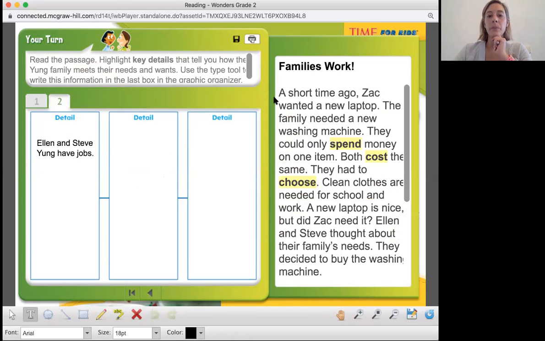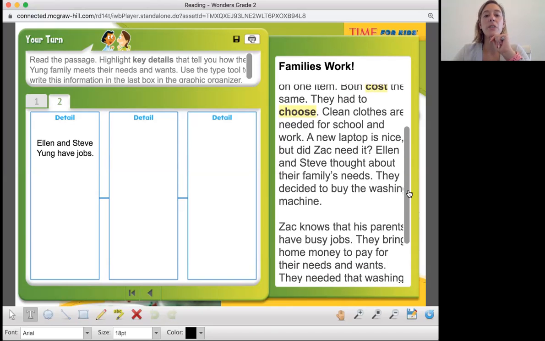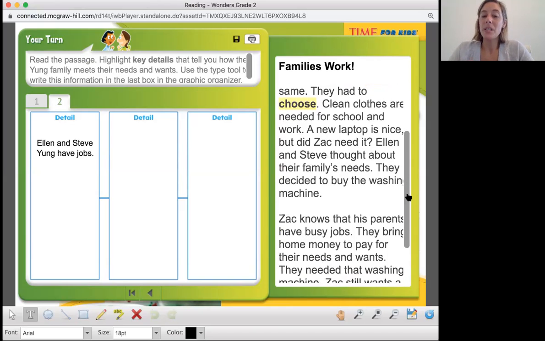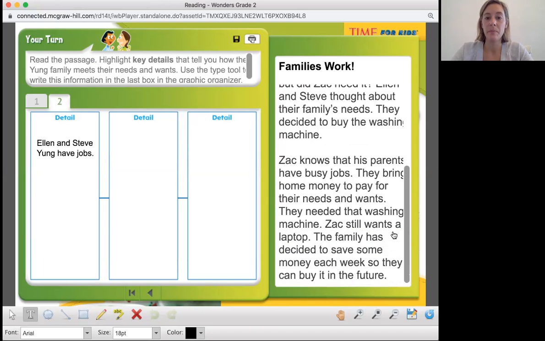So let's read it. A short time ago, Zach wanted a new laptop. The family needed a new washing machine. They could only spend money on one item. Both cost the same. They had to choose. Clean clothes are needed for school and work. A new laptop is nice, but did Zach need it? Ellen and Steve thought about their family's needs. They decided to buy the washing machine. Zach knows that his parents have busy jobs. They bring home money to pay for their needs and wants. They needed that washing machine. Zach still wants a laptop. The family has decided to save some money each week so they can buy it in the future.